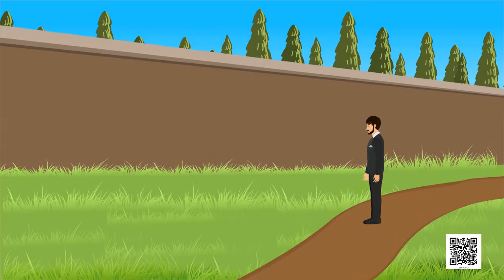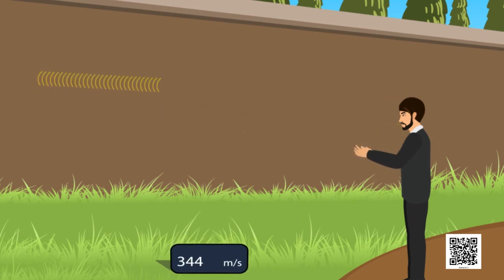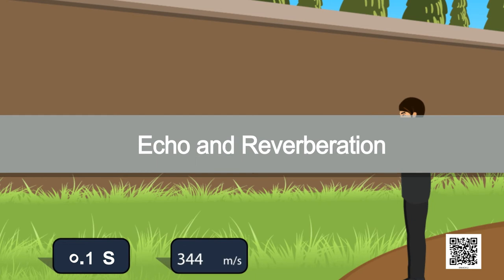Echo and reverberation. If you shout or clap near a suitable reflecting object, such as a tall building or a mountain, we will hear the same sound again a little later. This sound which we hear is called an echo.